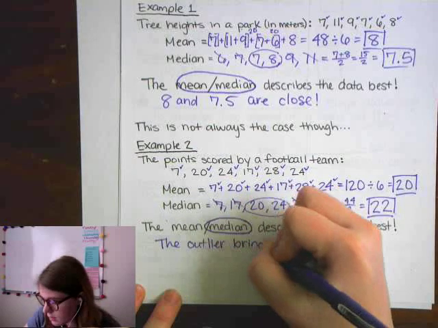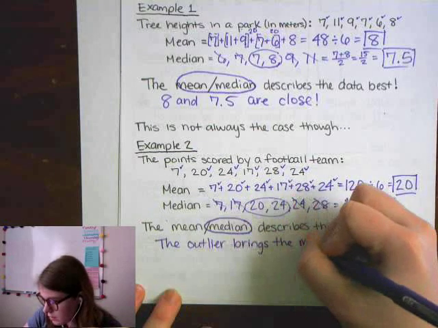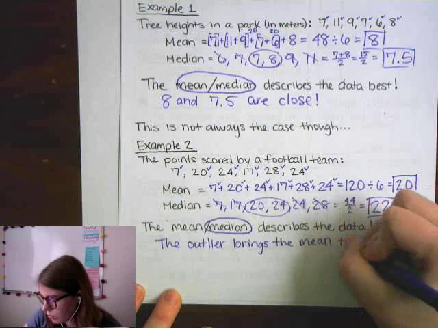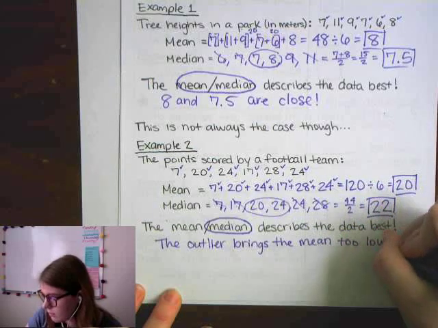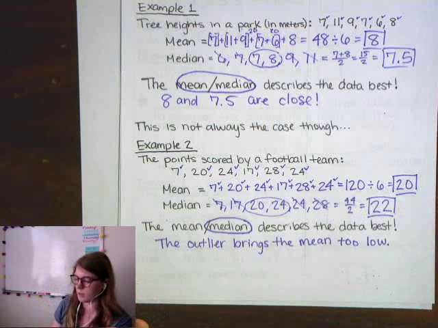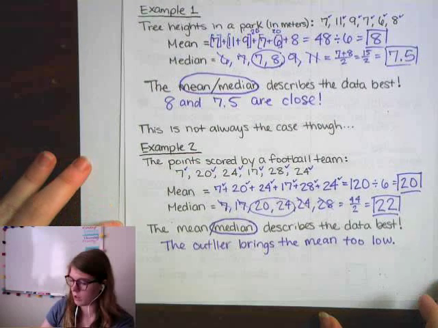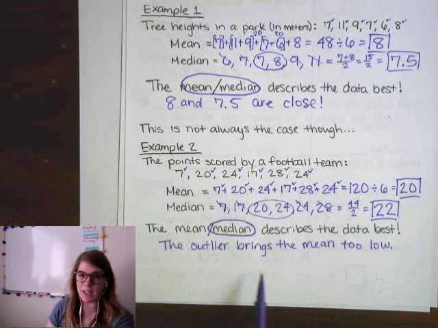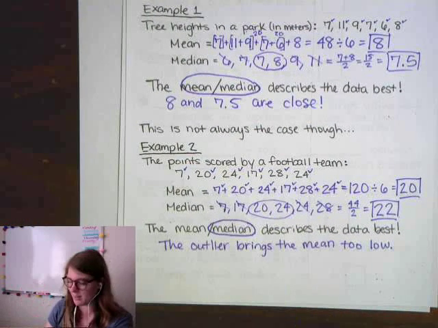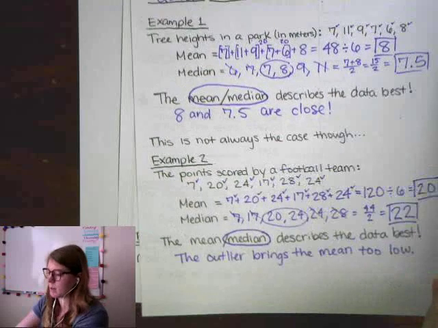brings the mean too low. I don't think that makes sense as far as a language arts teacher. So if any language arts teachers are watching this, please do not come for me. But the outlier is going to decrease our mean, so our median is going to be best.